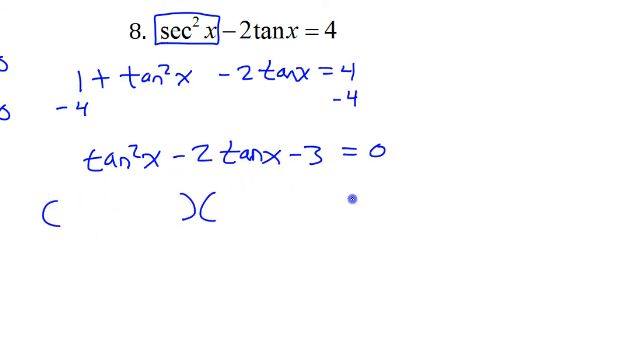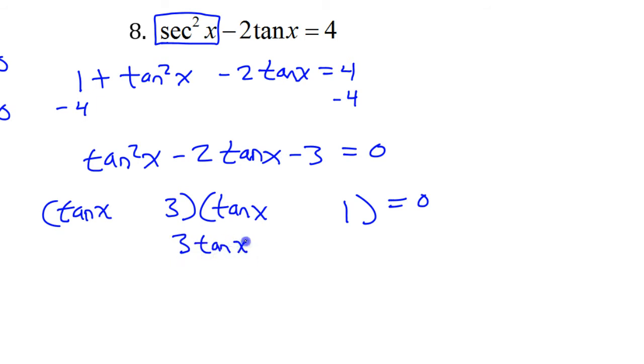So let's go ahead and shoot for binomial times a binomial. Tangent squared x can only factor as tangent x times tangent x. 3 can only factor as 3 times 1. Inner plus outer must equal middle. Inner, I have 3 tangent x. Outer, I have 1 tangent x. I'm trying to get a middle of negative 2.